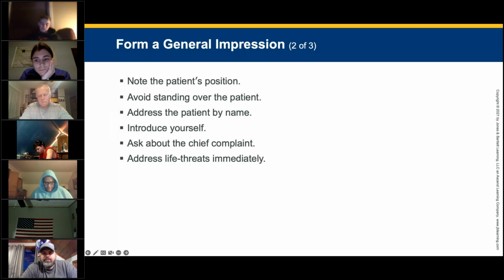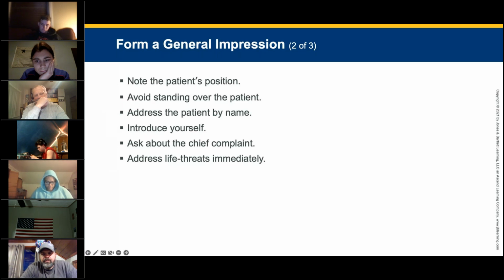You should always avoid standing over the patient. Always try to stand next to them. Bring yourself to the same level. Address the patient by their name. When you introduce yourself, that's one of the first things you should ask. What is your name? Try to call them by their name. It makes them feel more comfortable. It makes them open up to you a little bit more.